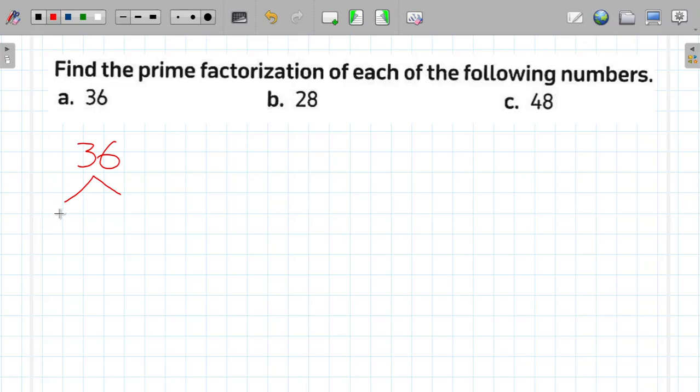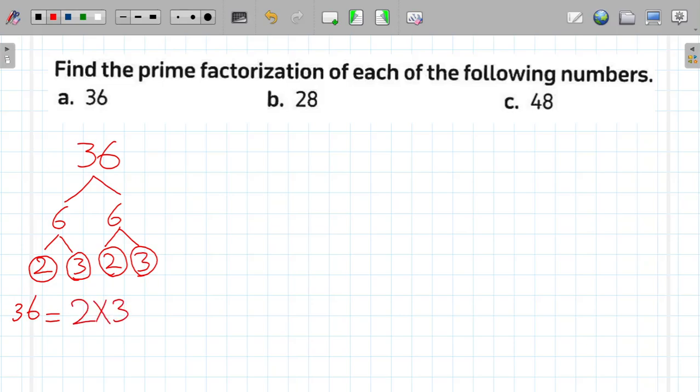Okay? So I will say 6 by 6. So 6 is 2 by 3 and 6 here is also 2 by 3. 2 is prime, so I will put a small circle here, and 3 is prime, and 2 is prime, and 3 is prime. So I will put a circle around the prime factors only. Okay, so the prime factorization here will be 36 equals 2 by 3 by 2 by 3. And this is the first number.